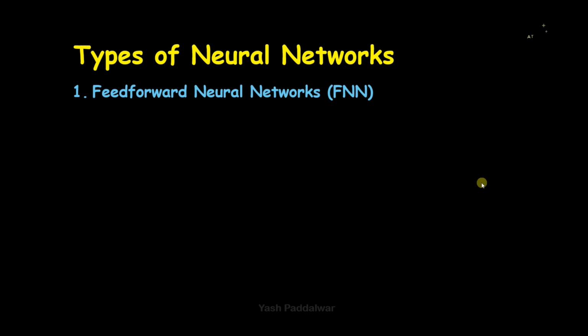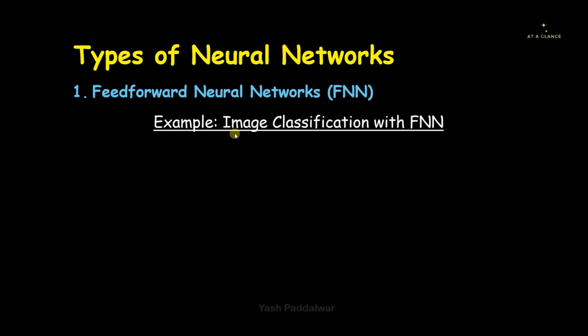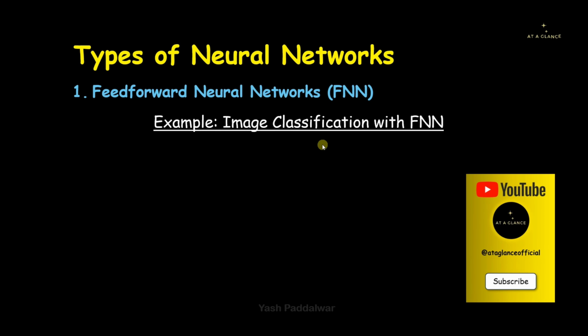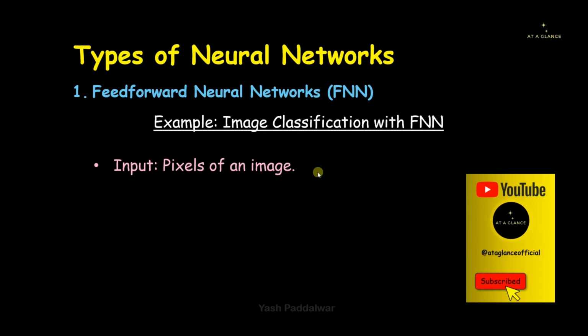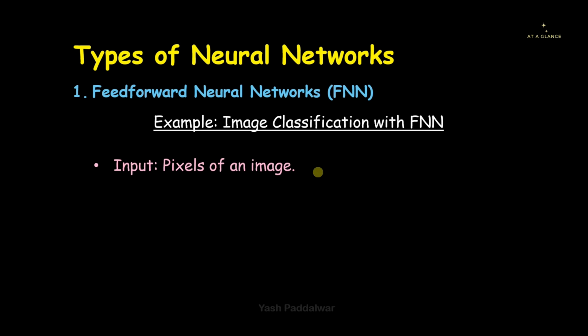Now that we have seen the FNN overview, let us have a look at a simple example. Here the example is image classification with feed-forward neural networks. So this is how it goes. It has the input layer which will take the pixels of an image. The image will be converted into a 1D array and that 1D array will be given as an input. So this is how the input layer works.